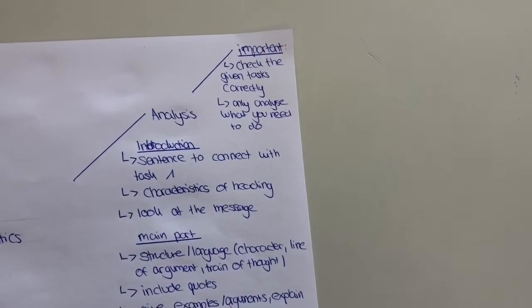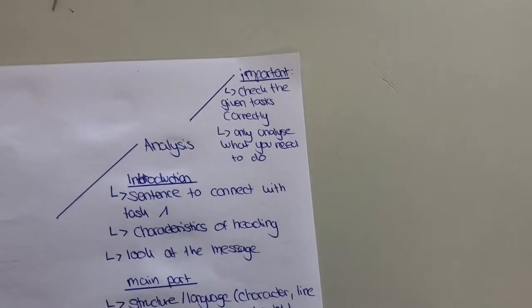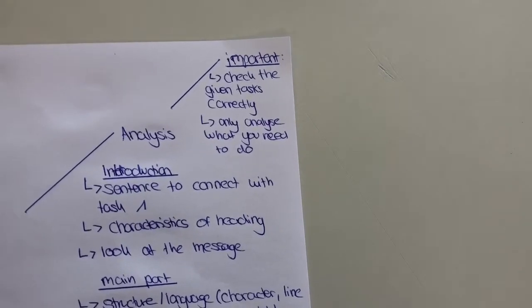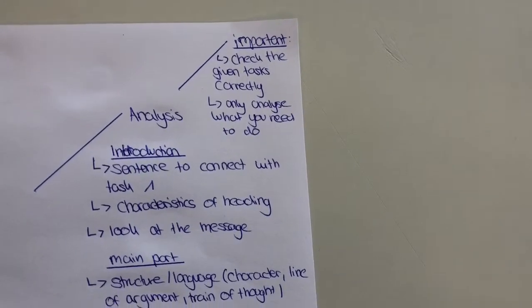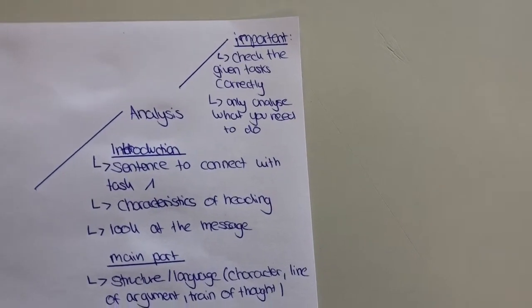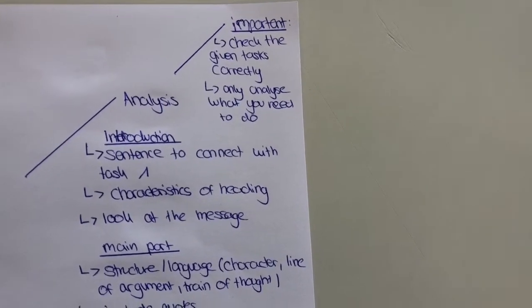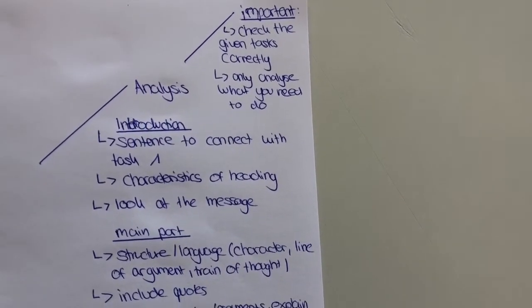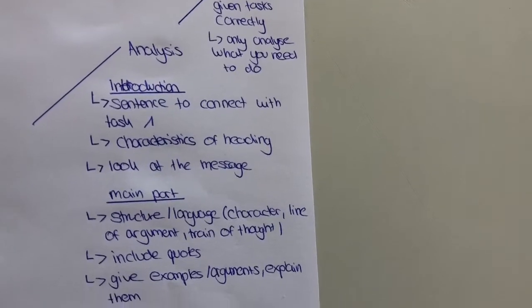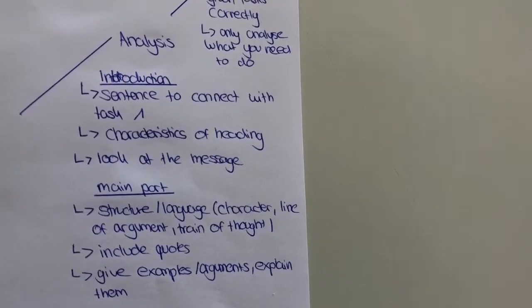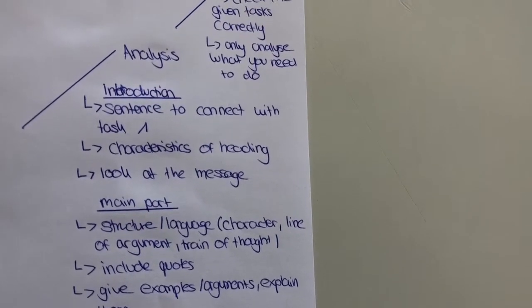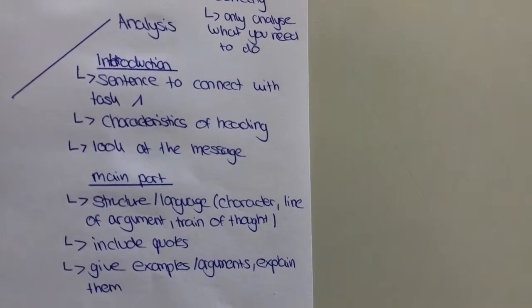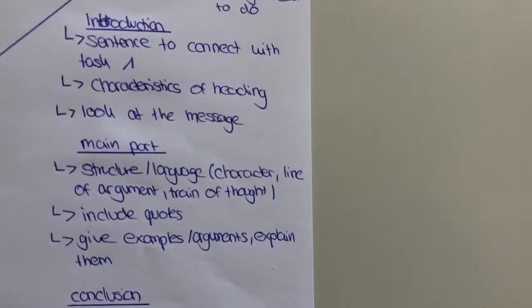The biggest part of the exam is going to be the analysis. Here you need to connect to task 1 with the introductory sentence. You also should identify and specify the theme, topic, and subject of the text. Watch out for the characteristics of the heading and determine the message. In the main part, you are often asked to analyze one character, the point of view, the line of argument, train of thought, stylistic devices, and so on.